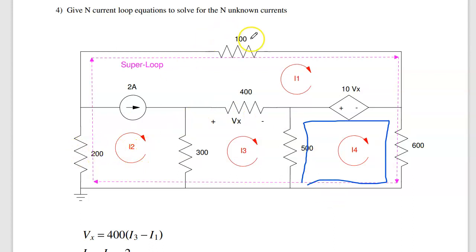The 200 ohm, 100 ohm hasn't appeared in my equations yet. So that's this big outer loop. 200 I2 plus 100 I1 plus 600 I4 equals 0. That's 5 equations, 5 unknowns. Note, I can't write the equation for I2 because I don't know what this voltage is. I can't write the loop equation for I1 because, again, I don't know what this voltage is. I need to do something else. That's where the super loop comes in.